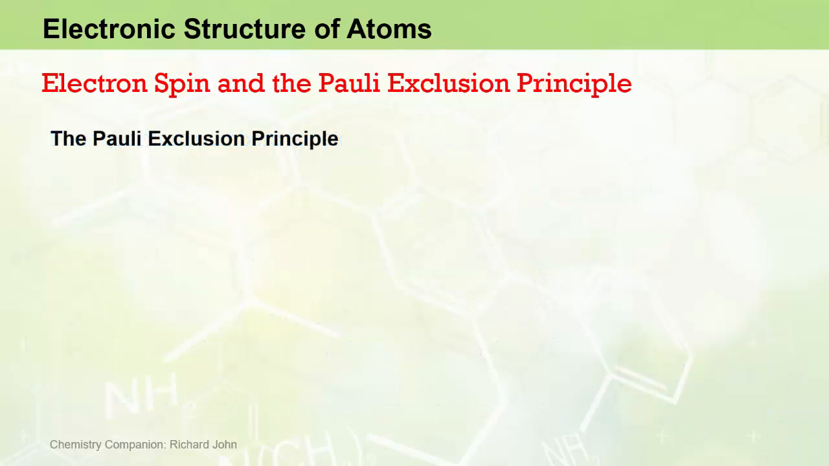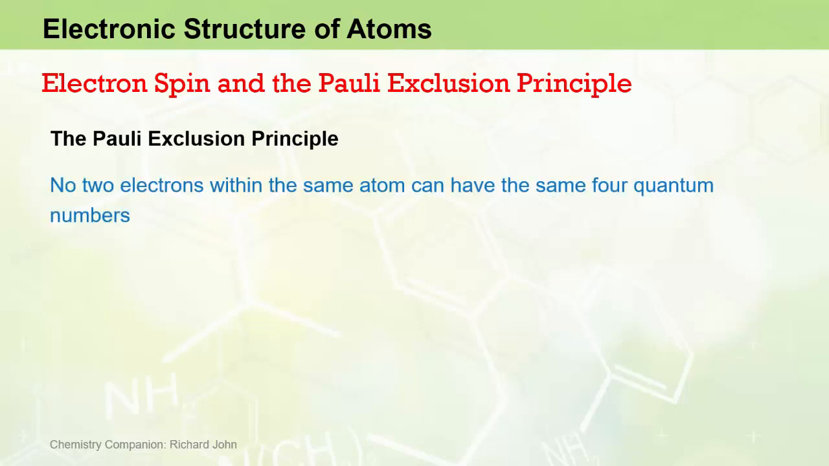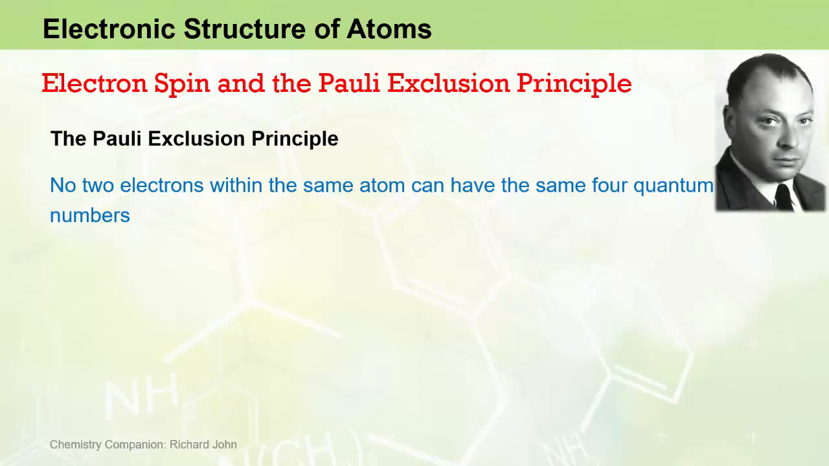Now, it turns out that each electron in an atom has a unique set of four quantum numbers. In other words, no two electrons within an atom can have the same four quantum numbers. This is known as the Pauli Exclusion Principle and was first postulated by the Austrian physicist Wolfgang Pauli in 1925, leading to the Nobel Prize in Physics in 1945.